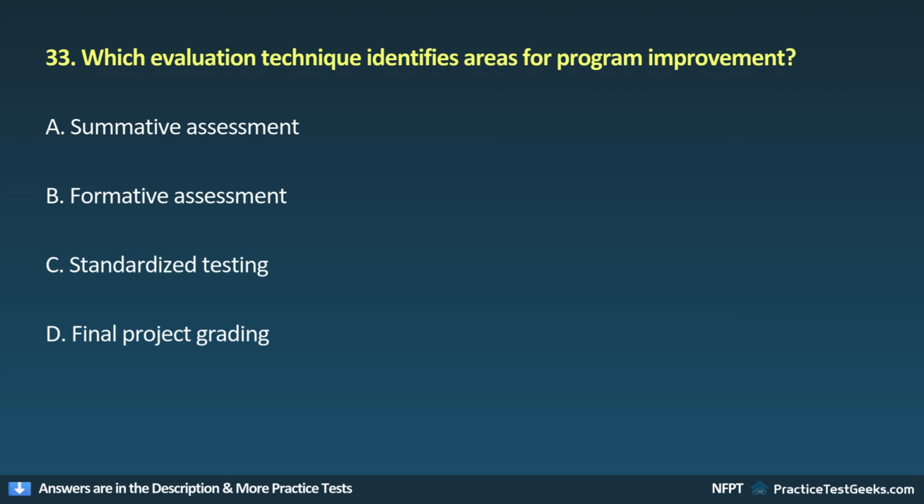33. Which evaluation technique identifies areas for program improvement? A. Summative assessment. B. Formative assessment. C. Standardized testing. D. Final project grading.